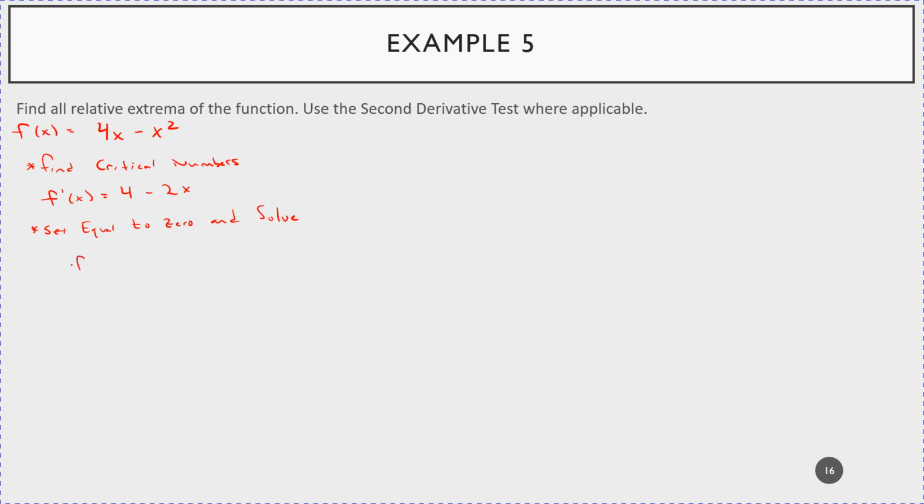So you're looking where the first derivative is equal to 0. We're just going to add the 2x over and divide by 2. And so you have a critical value here, x equals 2. This is my critical number. So now I want to use this second derivative test, so I'm going to need to find the second derivative to do that.